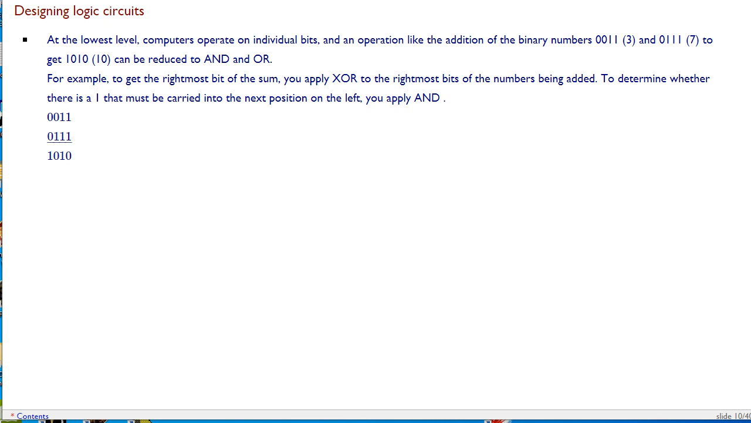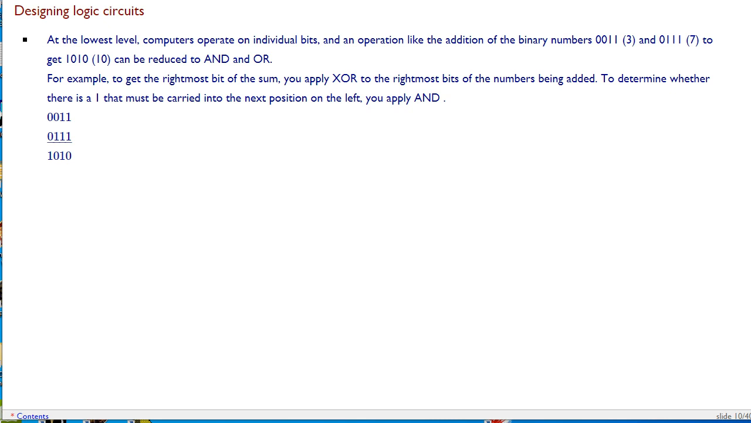Now let's think a bit about computers at the lowest level. At the lowest level, computers operate on individual bits. It might be, for example, that the bit 1 is represented by a high voltage, the bit 0 is represented by a low voltage. And if you want to do something primitive, like adding 2 binary numbers, this is 3 because it is 1 plus 2. This is 7 because it's 1 plus 2 plus 2 squared. And I want to get the answer 10, which is 8 plus 2.